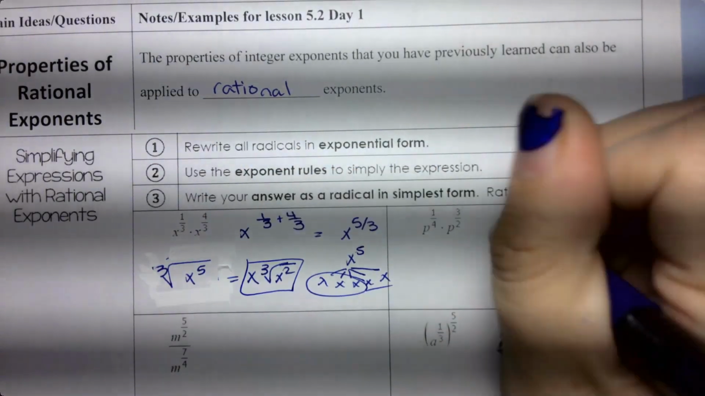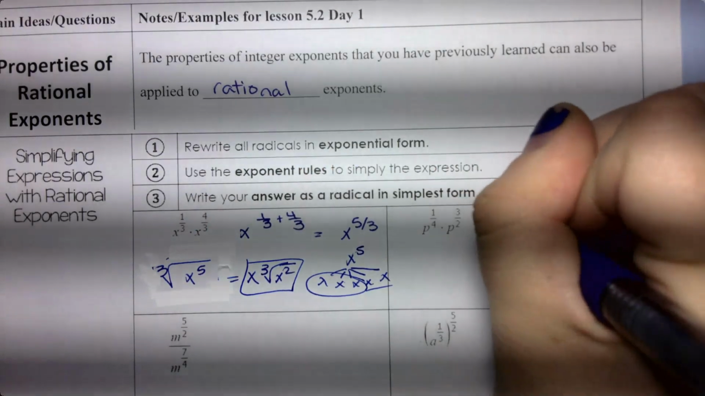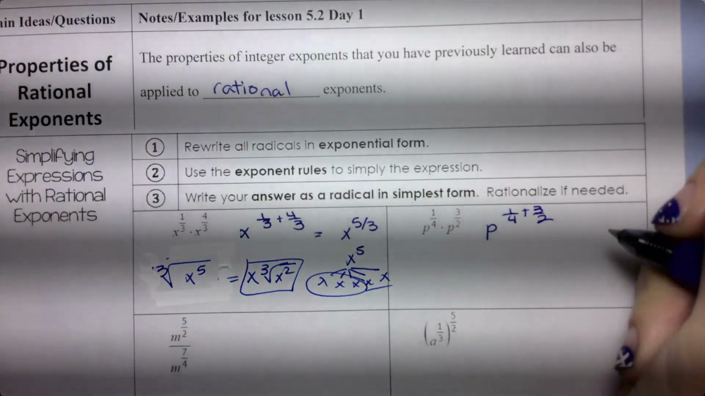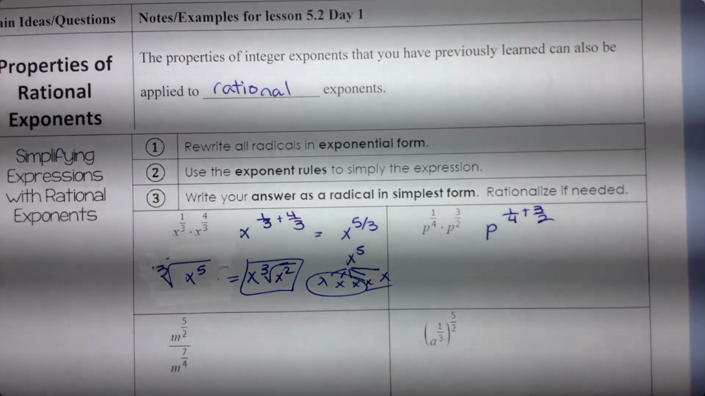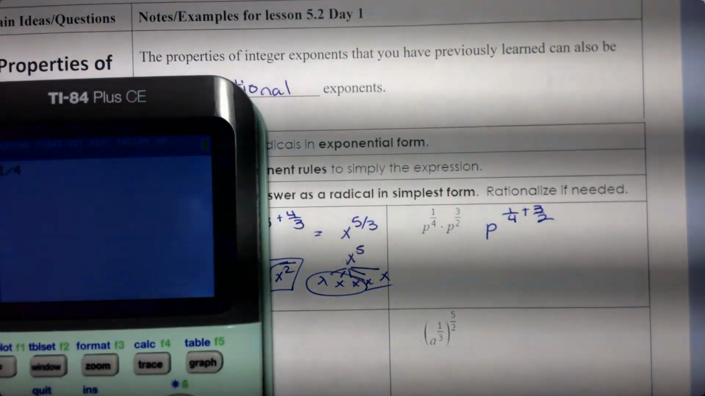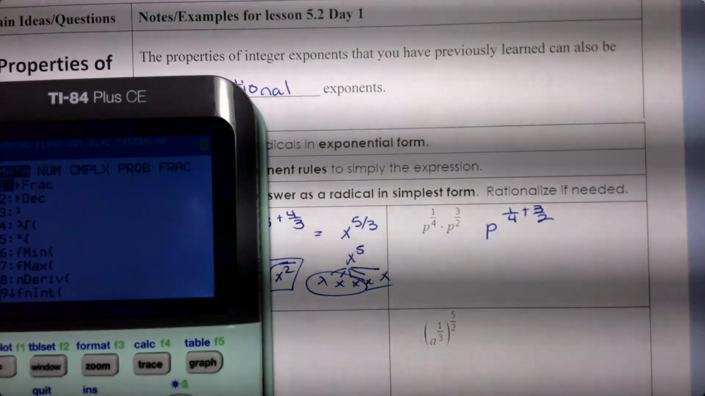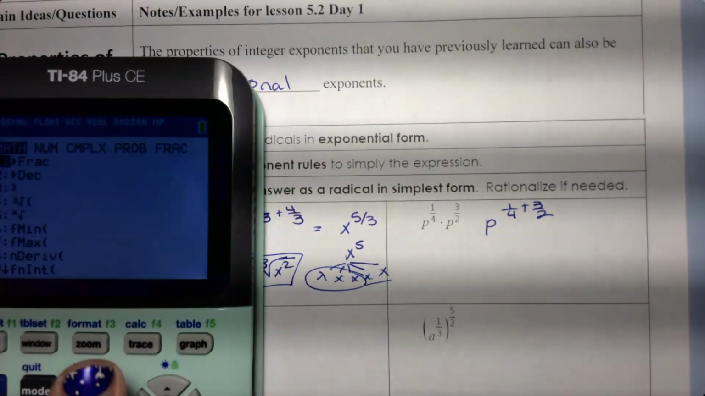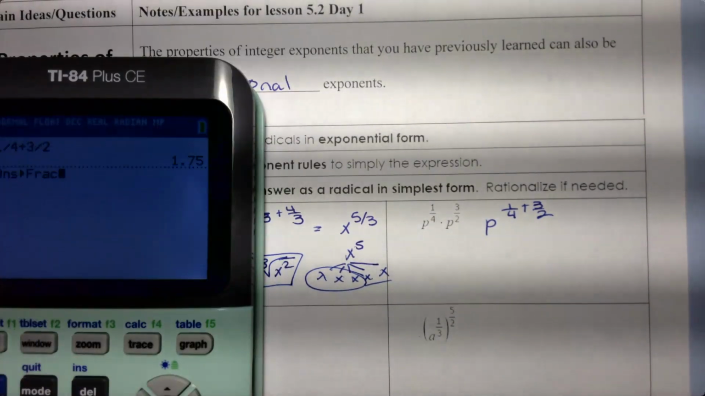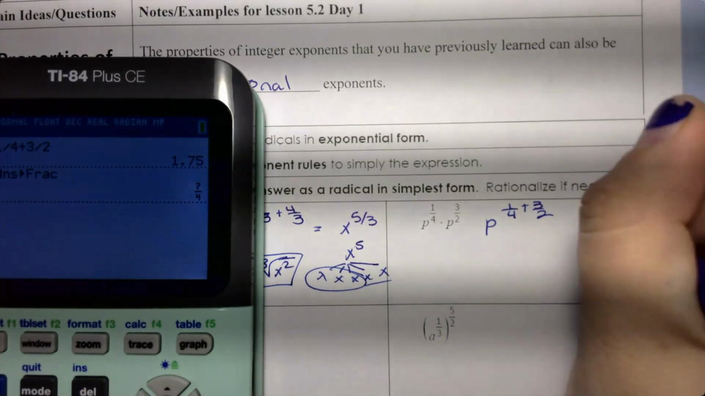So same thing on the next one. I want to do 1/4 plus 3/2. If I can't add that, remember I can add fractions on my calculator. So I can do 1/4 plus 3/2. And then I go math. So there's a math button right here. And then my first choice is fraction. So I press enter, enter, which gives me 7/4.